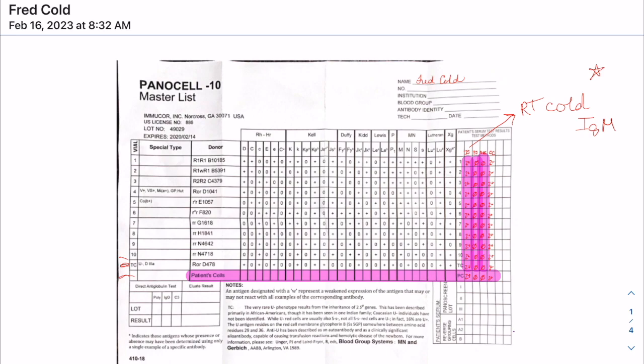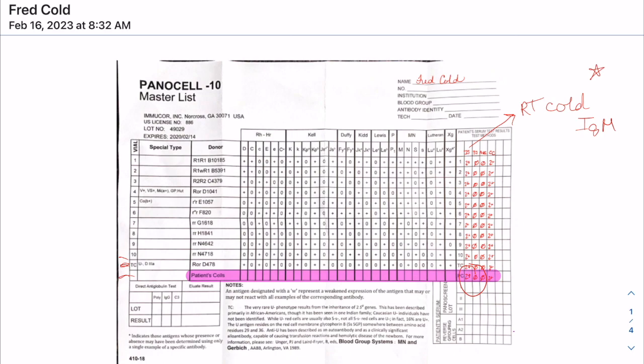What we're going to see on this as well is your patient control, which is also coming up 2+. That's not a good thing. So we already know this panel's a problem. Everything's positive, we can't rule anything out. So something's definitely going wrong. Some clues we can look at from other departments can be very helpful in this instance.